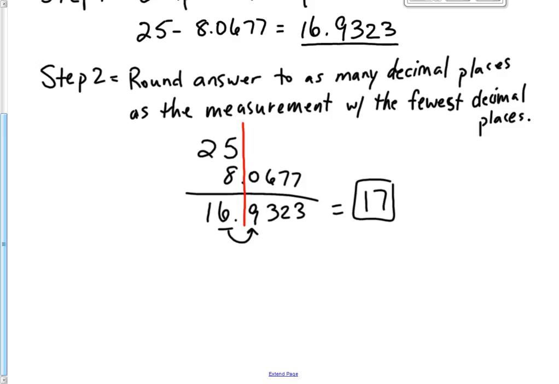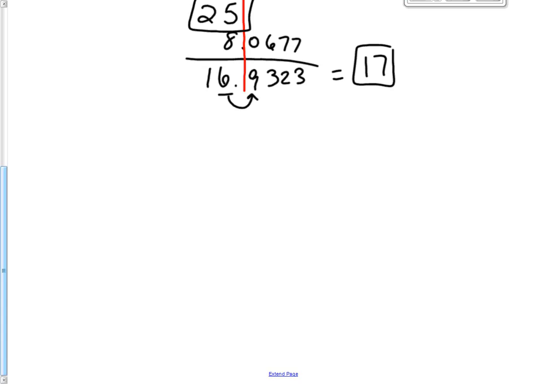And the reason is you can only be as accurate as your least accurate number. Okay? 25 is our least accurate number because it has the least number of decimal places. Okay? So we can only be that accurate. All right, let's do another example.